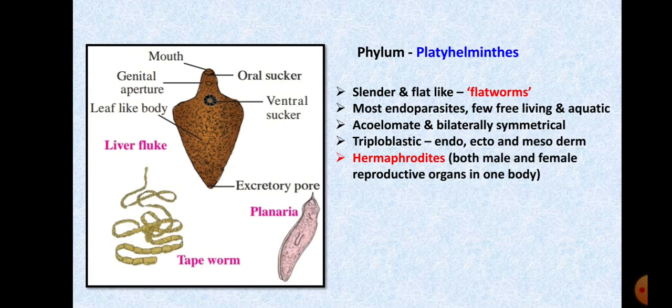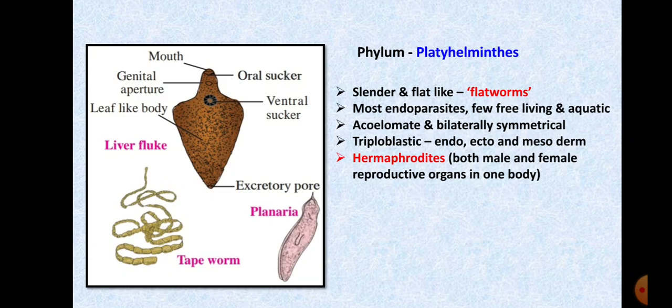Next phylum, Platyhelminthes. Now the organisms in this phylum are flat. Hence, in general language, they are also called flatworms. You can see on your screen, they are slender at the apex and the tail region. They'll be a bit narrow as compared to the center of the body, and they are flat.